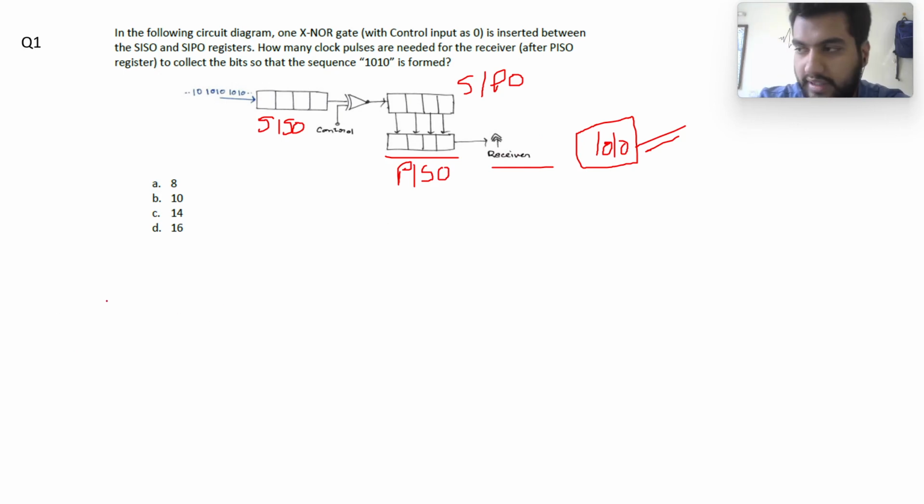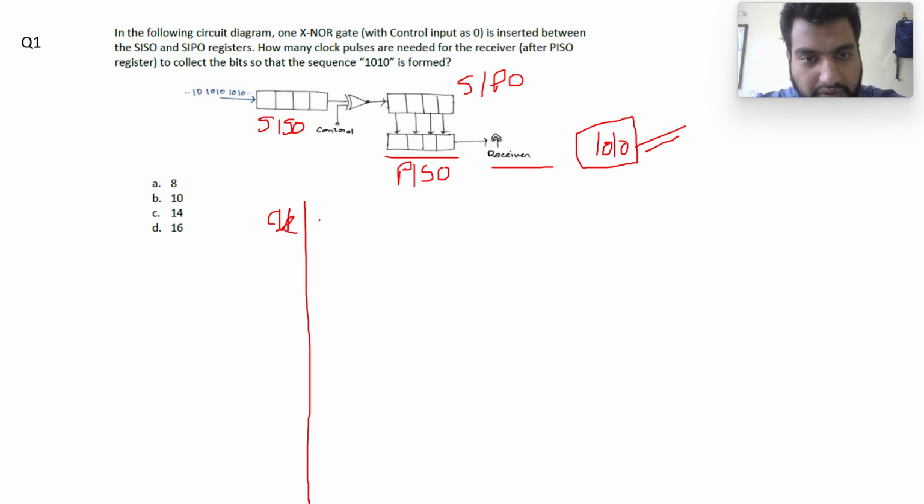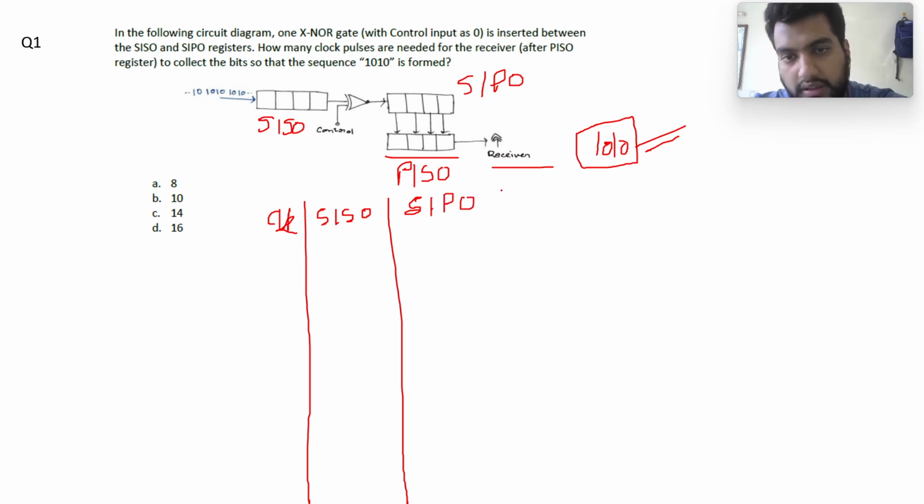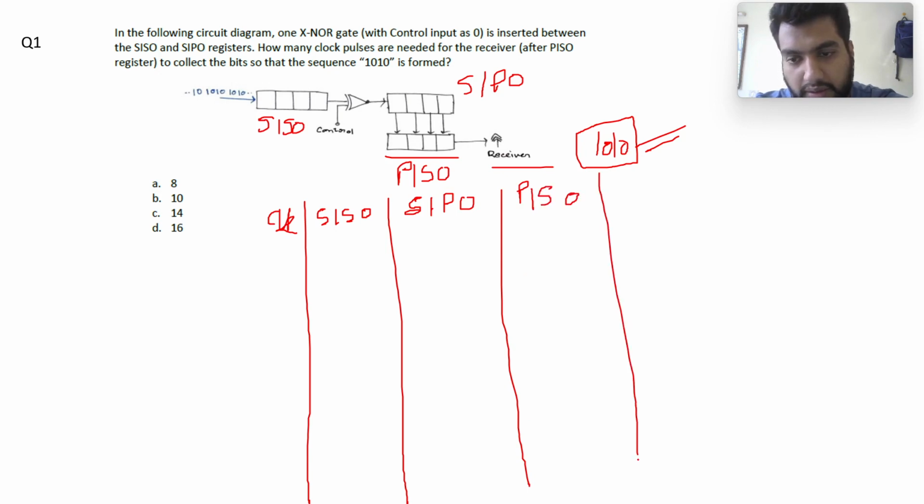So what we'll do is create a table. First we'll have the clock cycle to mark the clock cycles. Then we have the serial in serial output register. Then we have the serial in parallel output register. Then we have the parallel in serial output register. Finally we will have the receiver. I'll just mark the unknown values with X.